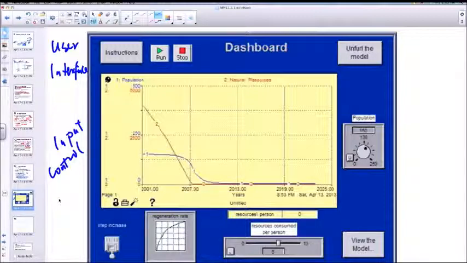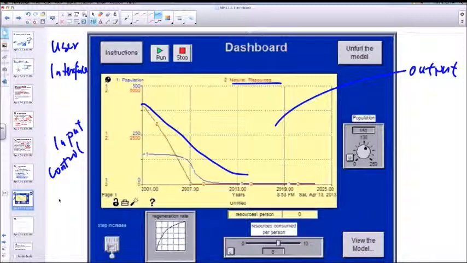And this big one here is the output, the natural resource. Of course, maybe it only goes down, and the population maybe goes up. The population is the blue line, and the resource is the red line. That's where you visualize your result. That's the interface. It's all about input and output.